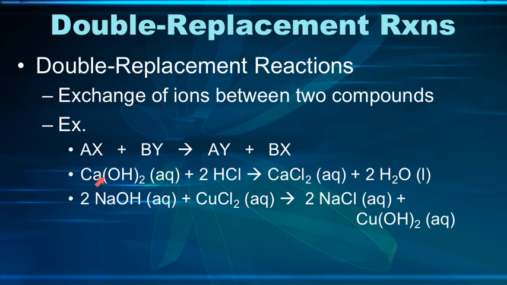Here's an example of calcium hydroxide plus hydrochloric acid yielding calcium chloride and water. Compound, compound, compound, compound. The calcium and the hydrogen have switched places here. Another example here, sodium hydroxide plus copper 2 chloride. Sodium and the copper switching places. We end up with sodium chloride and copper 2 hydroxide. And this should be solid, by the way. Just mismarked that one there.